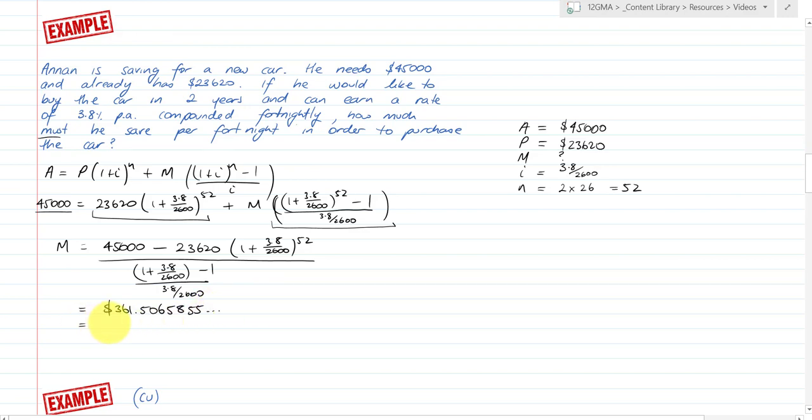Well, it comes out as 361.5065855... And I need to round this now to the nearest cent, but to actually save up the right amount, I need to make sure I round up. So that means that I get 361.51. I must round up. If I round down, even if it's natural to do so, I will not get to the right amount. I'll fall short, maybe by only a handful of cents, but it's still falling short. So mathematically, it's the incorrect answer.